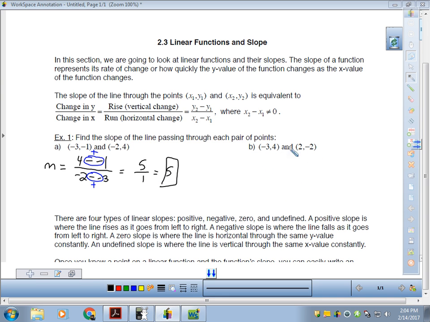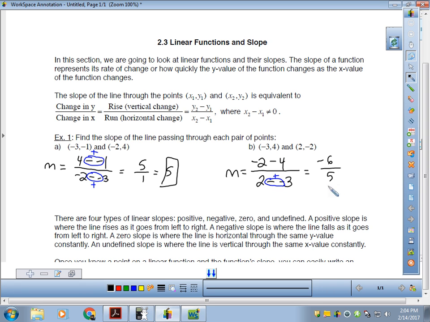All right, so let's look at our next one. We got negative 3, 4, and 2, negative 2. So we do y2, which is negative 2, minus y1, which is 4, over x2, which is 2, minus x1, which is negative 3. On the bottom here, we do have minus a negative, so that's really a plus. So negative 2 minus 4 is negative 6, over 2 plus 3 is 5. Negative 6 over 5 does not simplify, so that's as good as we can get. So there you go. It's pretty easy to calculate slope, not too bad.